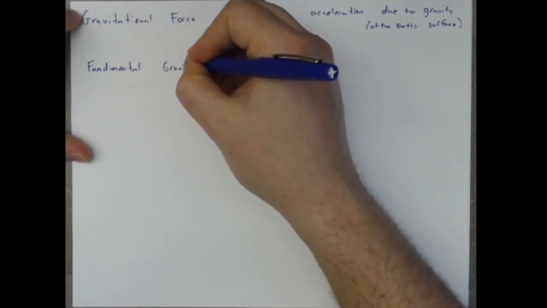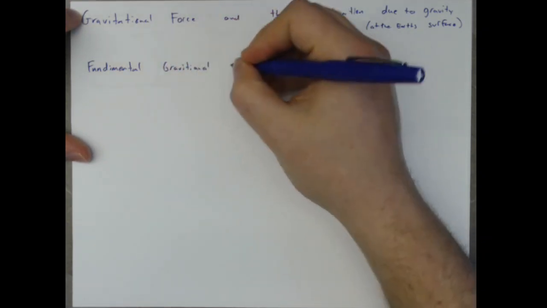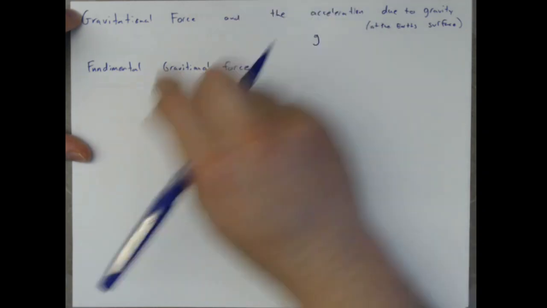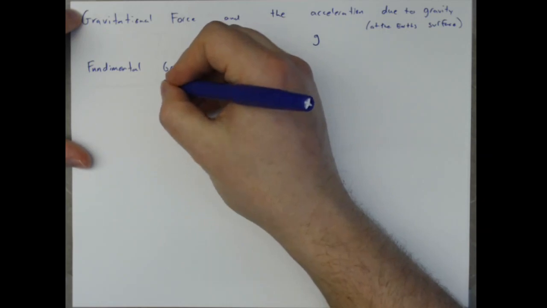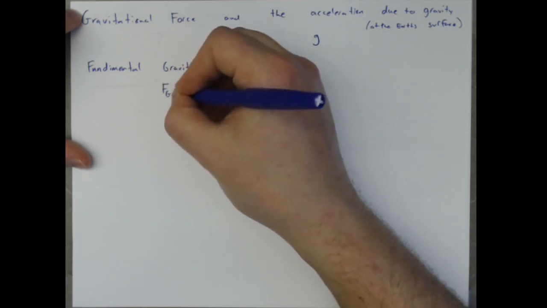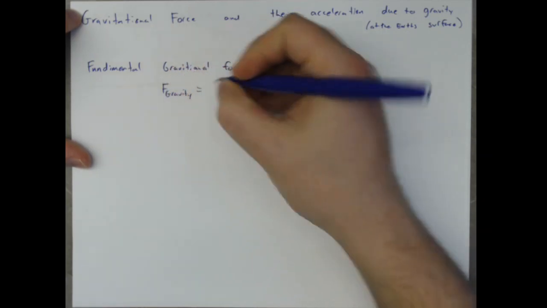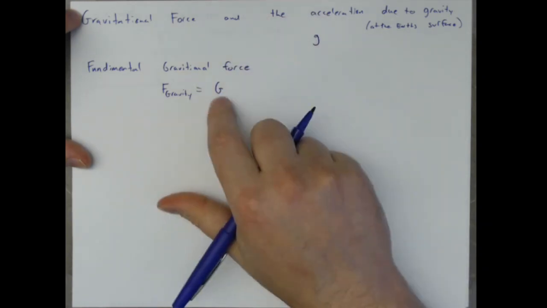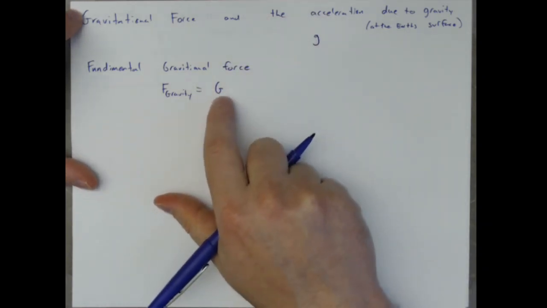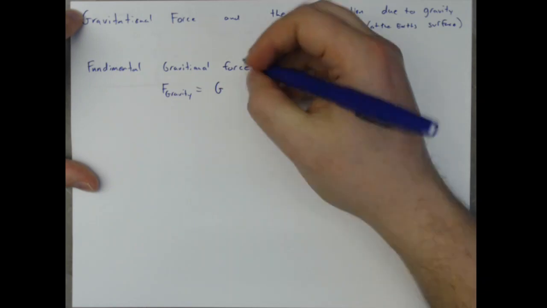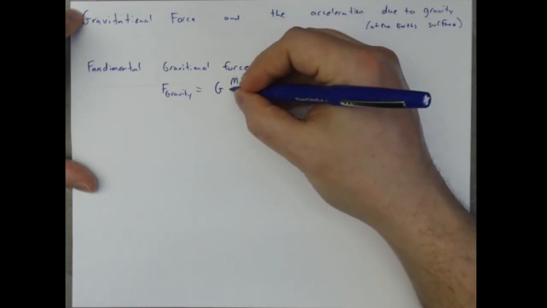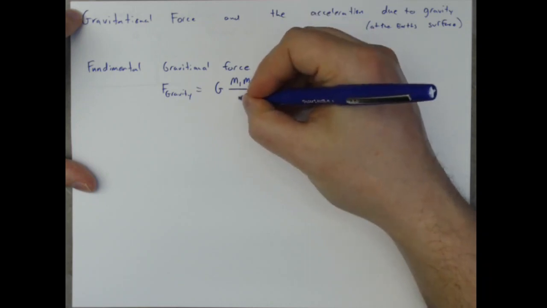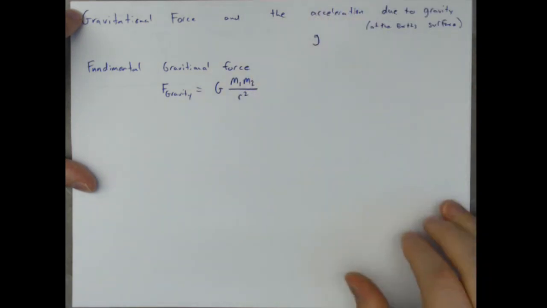So the fundamental gravitational force. You don't need to worry about this right now. In week 10, we'll talk about this in a lot more detail, but the force of gravity is equal to big G, which is a fundamental constant called the gravitational constant, times the mass of one object, times the mass of a second object, divided by the distance between the objects squared.